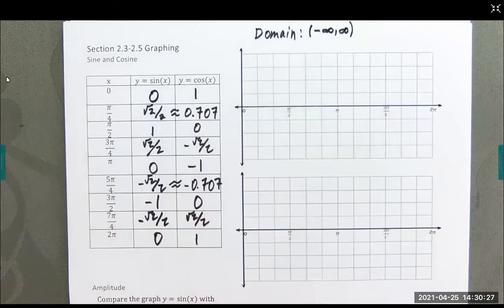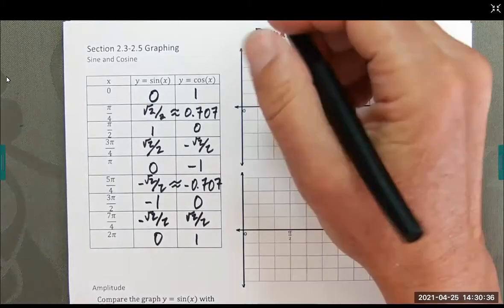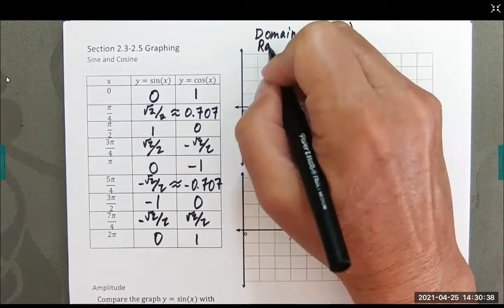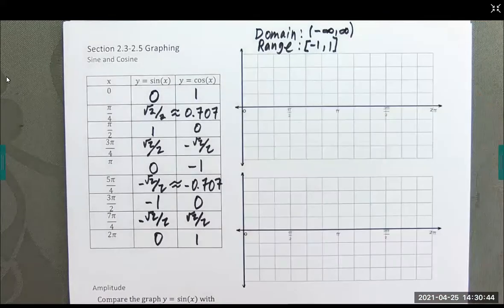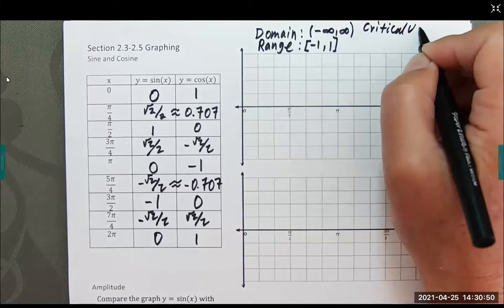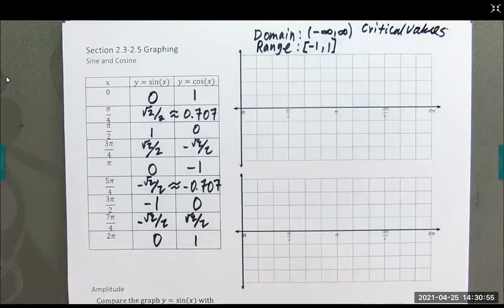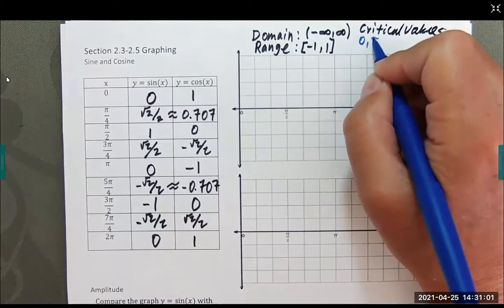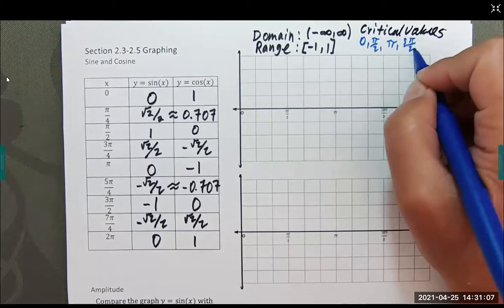And I want to talk about some of the major points here. There's going to be 5 critical points. So let me write the range down. Range is from negative 1 to 1. The critical values, this is going to break the graph down into 4 pieces. That's going to be down here at 0, pi over 2, pi, 3 pi over 2, and 2 pi.